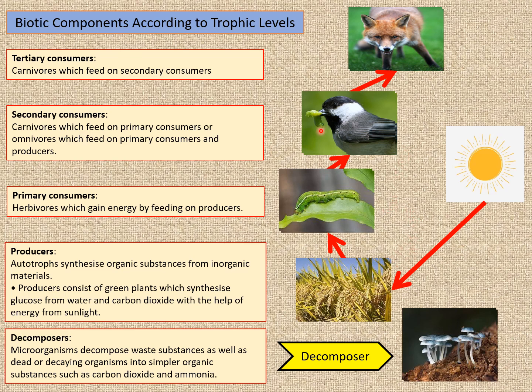Okay, and then the last one is tertiary consumer. Carnivore which feeds on secondary consumer. Okay, example here is fox, which feeds on birds. And the last one is decomposer. Microorganisms decompose waste substances as well as dead or decaying organisms into simpler substances such as carbon dioxide and ammonia. Okay, example here is fungi.